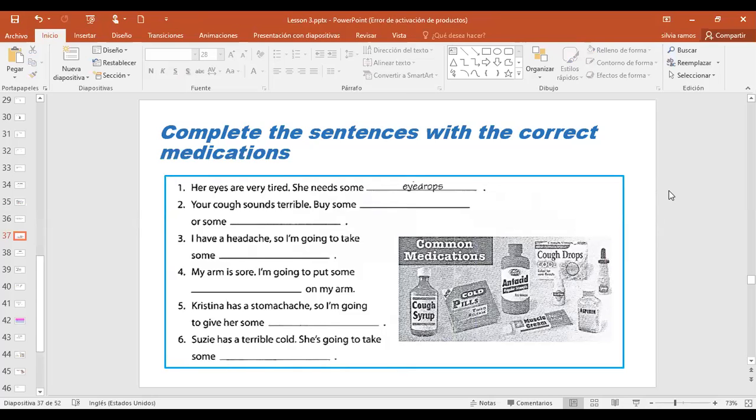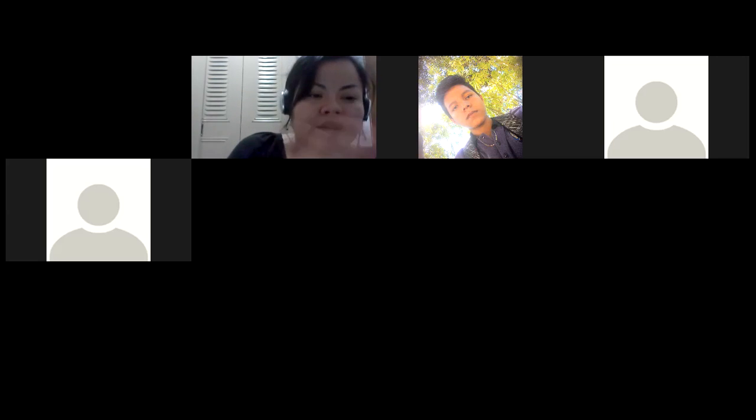So, remember, this is a way of remembering here, guys. What are the medications that you can take if you are sick, if you have a health problem, right? So that's what we're doing here. If you get sick and if you are in another country, you have a way to say it. Estamos viendo cómo decir cuando nos enfermamos y qué medicina vamos a tomar, right? So if something happens when you travel to another country, then you know what to say. Okay, very good. So let's continue here.